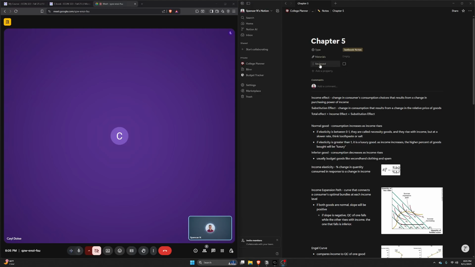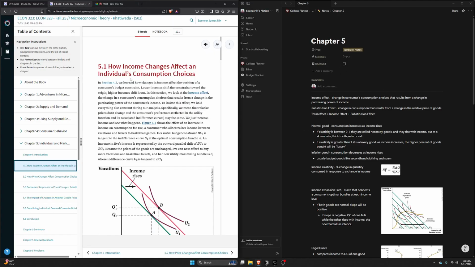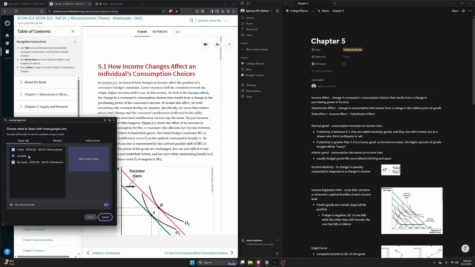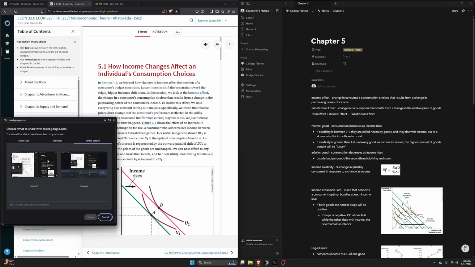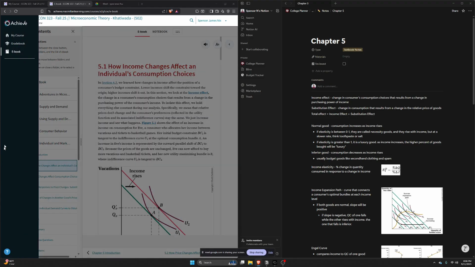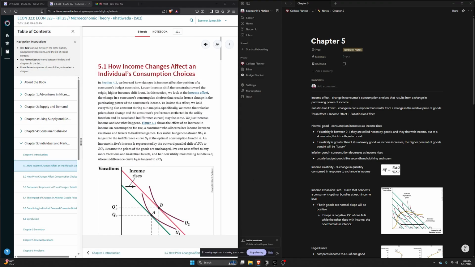Okay. So chapter 5 notes. Again, nothing really going on. Oh, shoot, I should probably screen share for the Zoom. All right, chapter 5 notes.